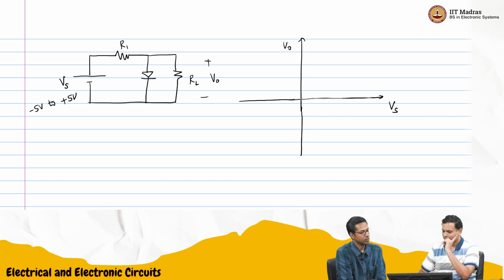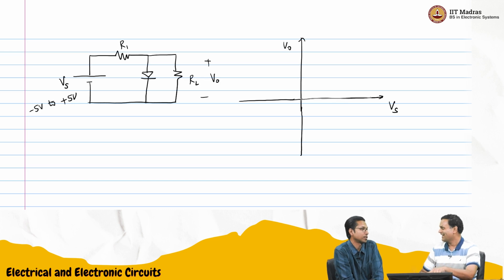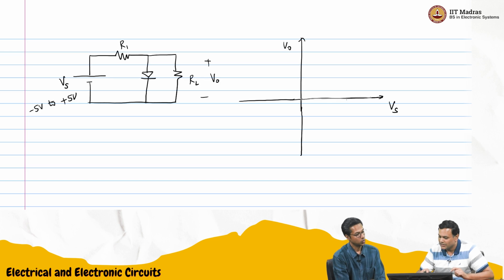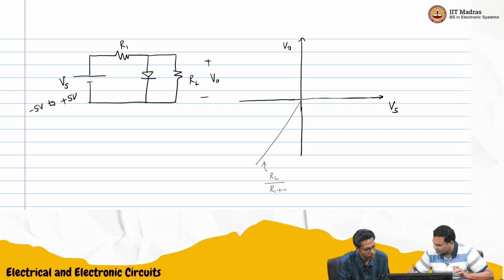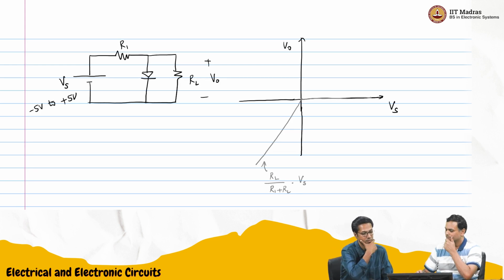Now we'll see the negative. Suppose I apply some small negative voltage. The diode will be reverse biased, as if the diode is not there. In fact, for any negative voltage, it will be like that. And at that point, the voltage here will just be RL by R1 plus RL times Vs. So some voltage like this, shall we say? RL by R1 plus RL is the slope of VO.